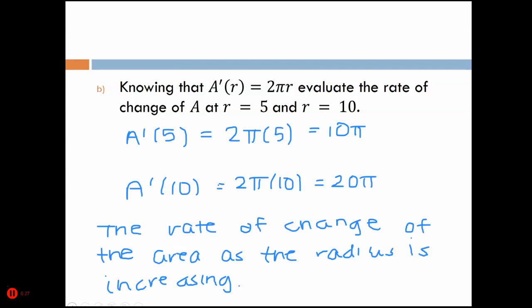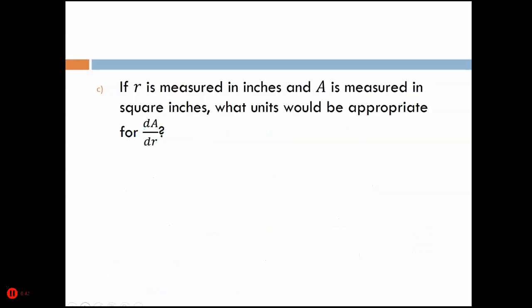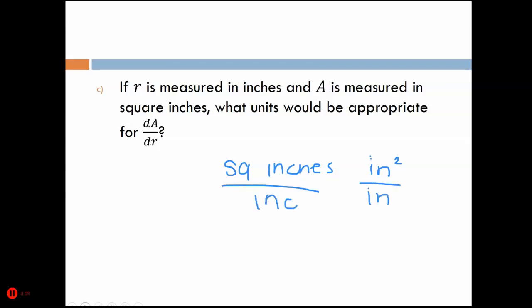All right, so then the last part of this extension is what are the units? What would the units be if the area is measured in square inches? So how do you find the units for dA, dr? Well, think about it. Exactly, it's square inches or inches squared over inches, which is inches. Very good.